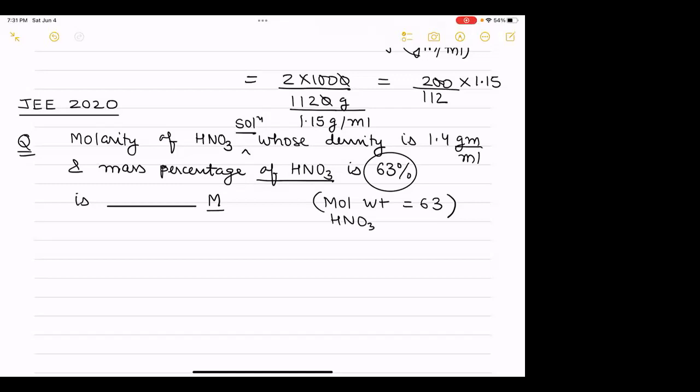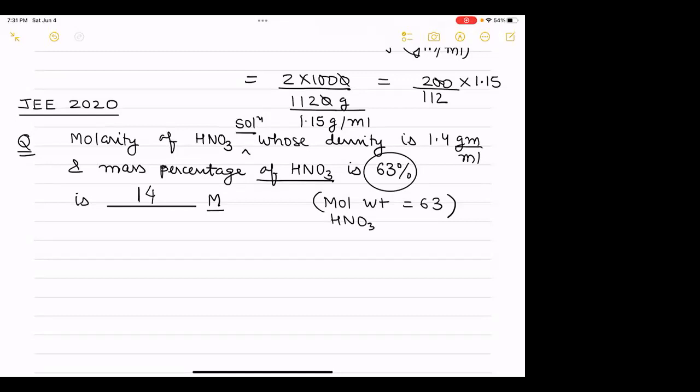Sir, can I also do that? 14 moles per liter? Yeah, it is 14 moles per liter. 14 M. Okay, Memuna, are you getting it? Yes.